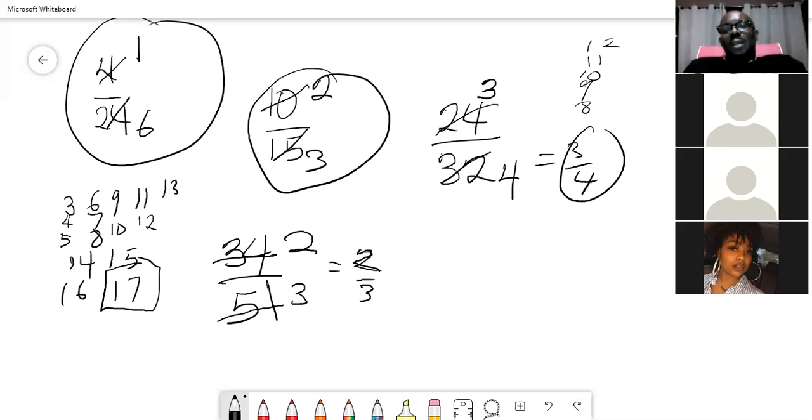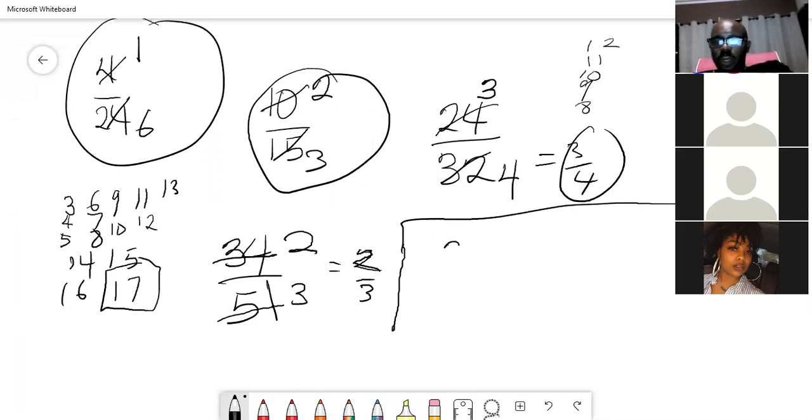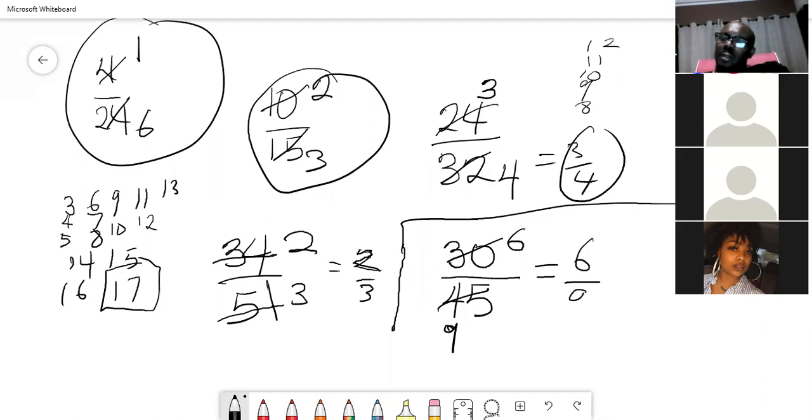That's good. Okay, one more. So how about 30 over 45? What number is going to work here? 5. 5 goes here 6 times. It goes here how many times? 9. So are we done? No, we can reduce that. Okay, keep going. By 3. 2/3. Okay, 3 goes here 2 times. 3 goes here 3 times.